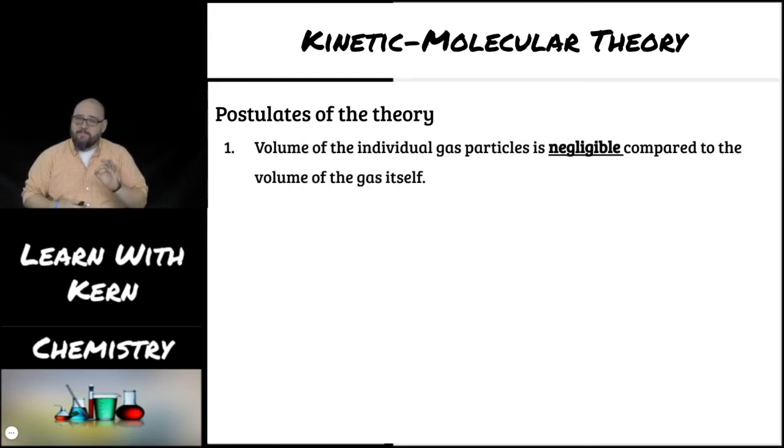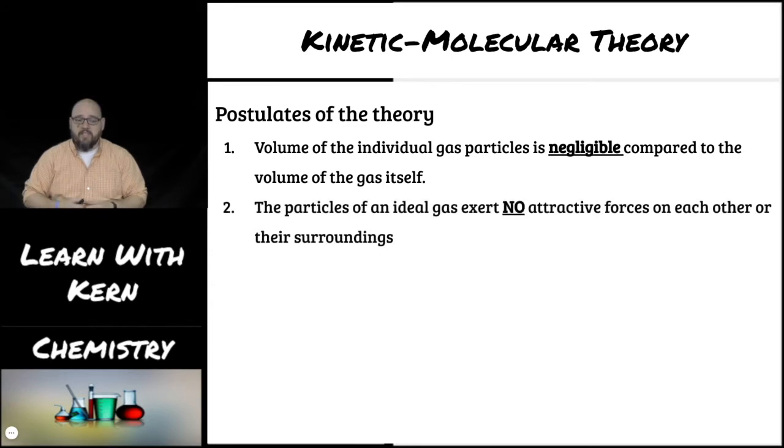The first is that the volume of individual particles is negligible compared to the volume of the gas itself. We call these point particles. And so what that means is that if I have a volume of gas that's really big, the molecules that make that up are so incredibly small compared to the volume of the gas that we can ignore the volume of the individual particles of the gas. They do have an actual volume, but it's so small compared to the volume of the whole sample of gas that we can ignore the individual particles' volume.